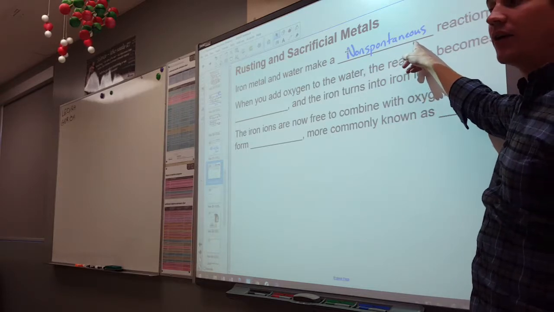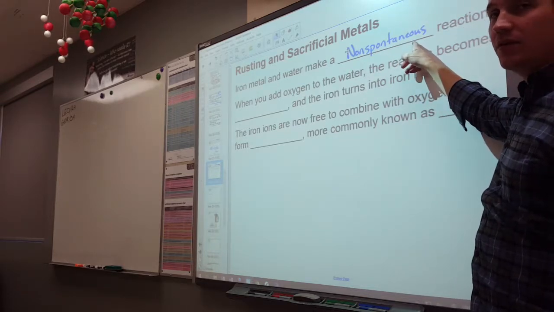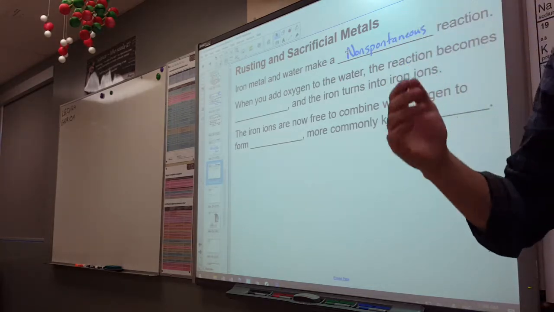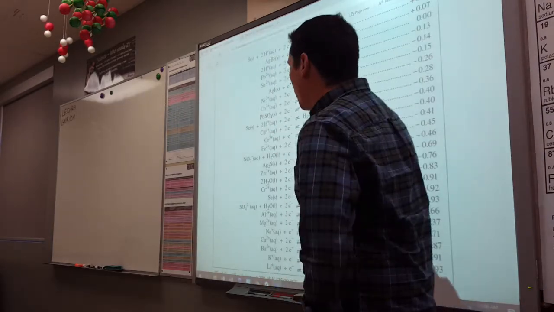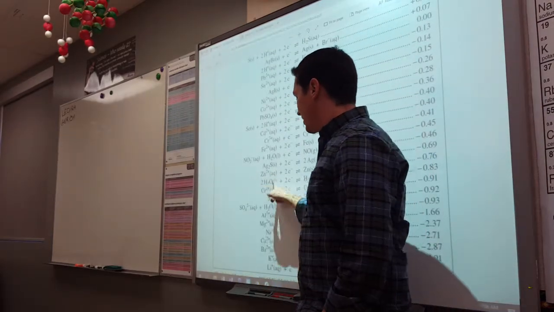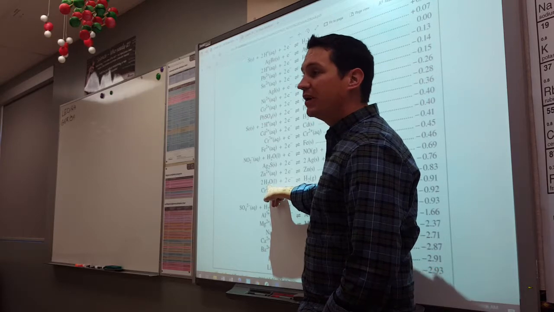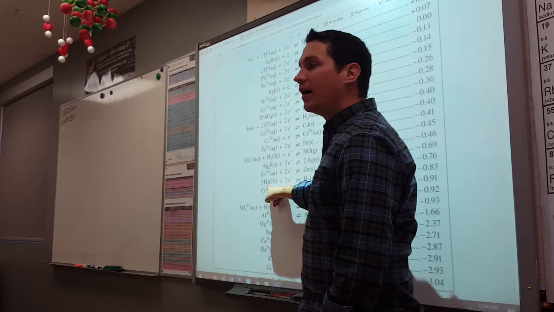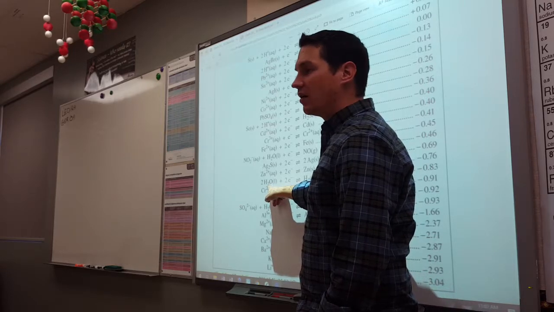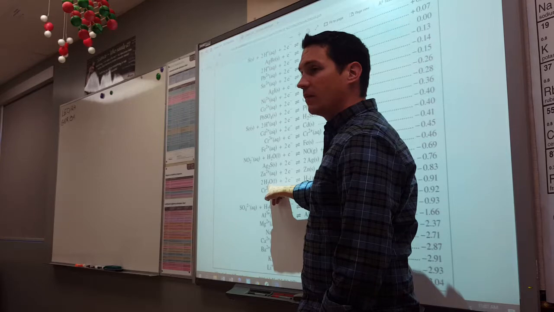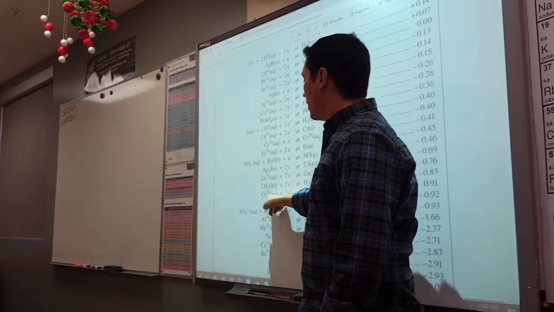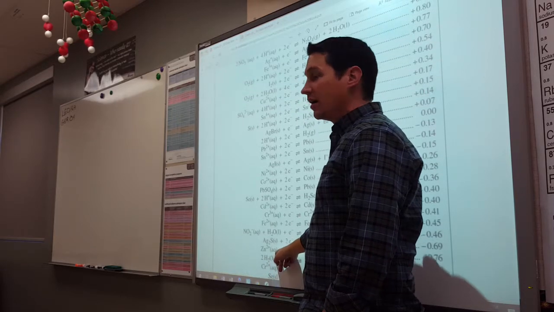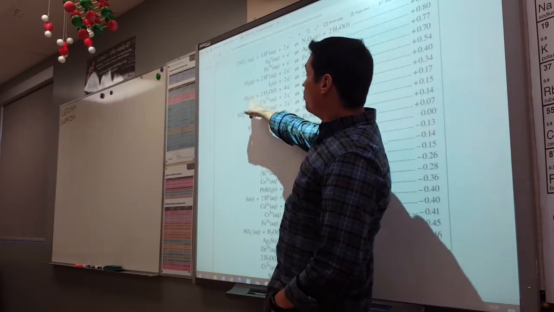Do we need any other ingredients? You need oxygen. Oxygen is a huge difference maker. Let's look. Where is water as an oxidizing agent? It's like two-thirds of the way down. That's pretty darn weak. Now what I want you to do is look for water and oxygen together as an oxidizing agent. Is it significantly higher up on the list? Yes. Way higher. It's way up here.